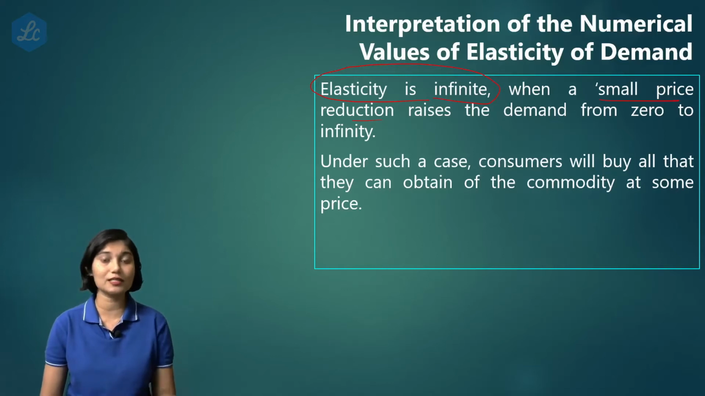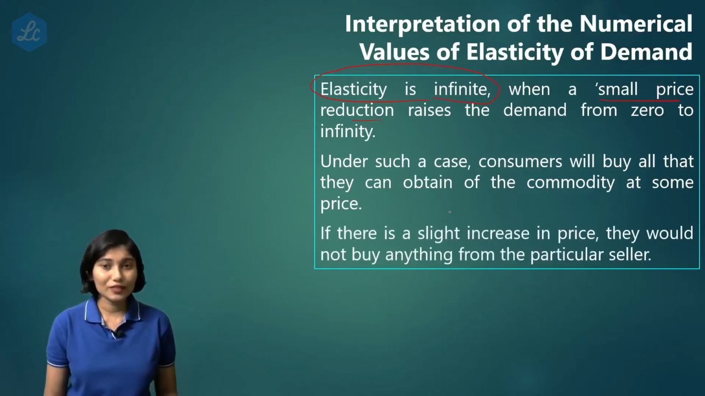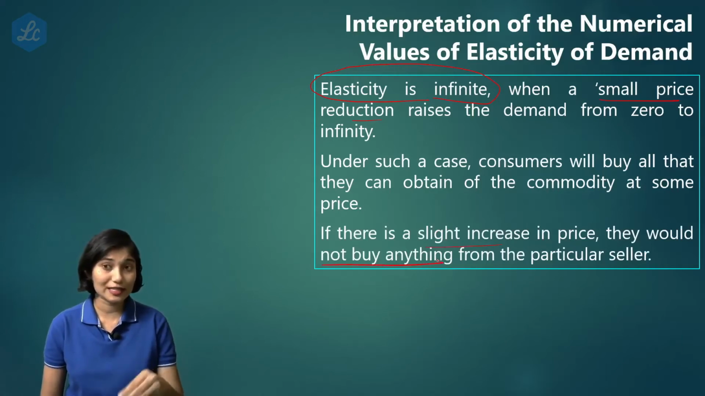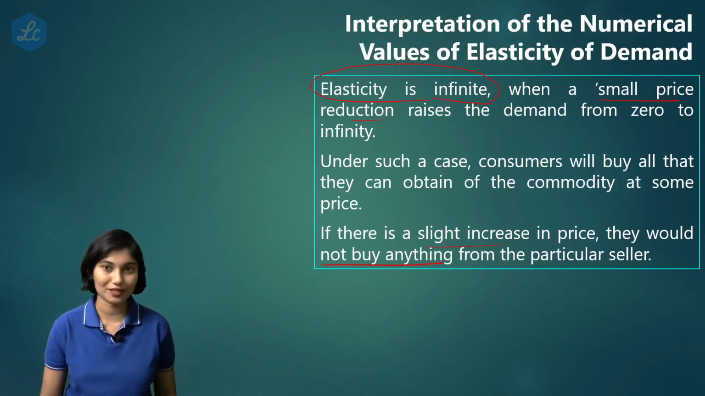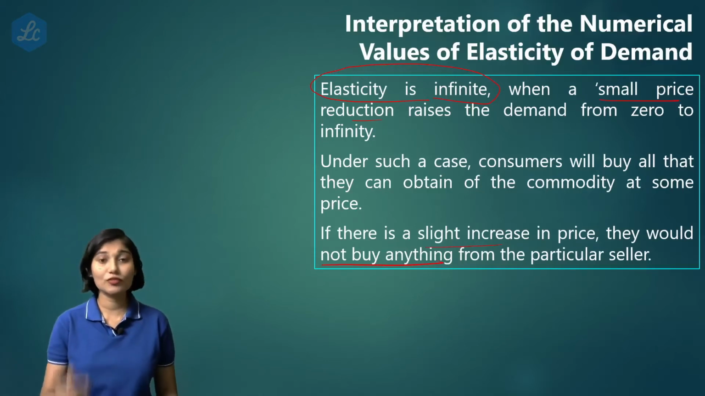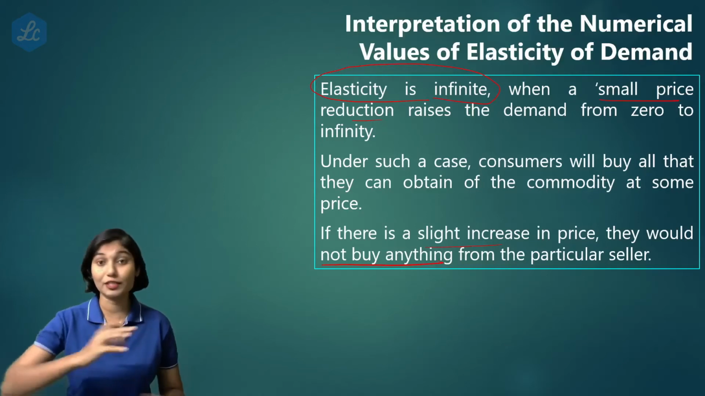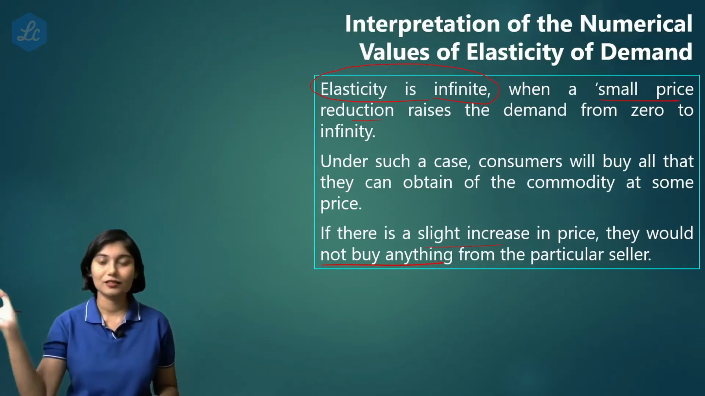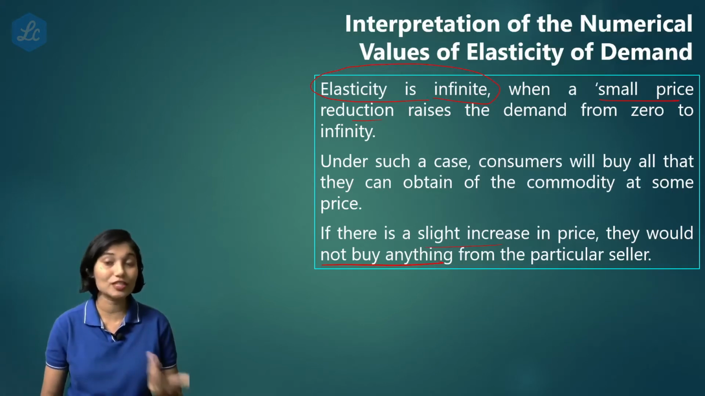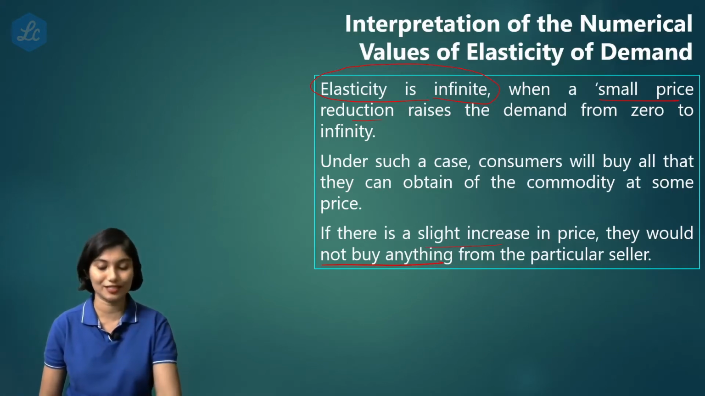So under such a case, the consumers feel that they should buy whatever they can at that particular price because the price has fallen. All right. So if there is a slight increase in price, they would not buy anything of that particular product. So if it is a small price reduction, the demand increases to infinity, and with a small price increase, they would not buy anything at all. So in such a case, elasticity is infinite.